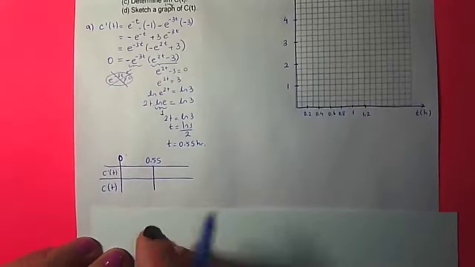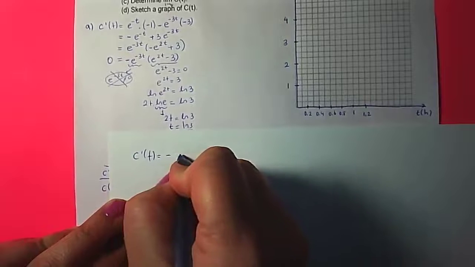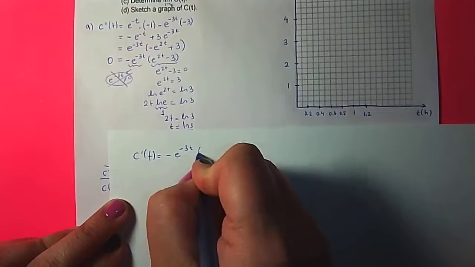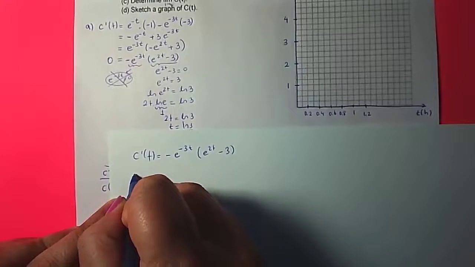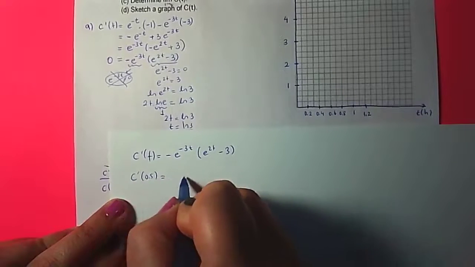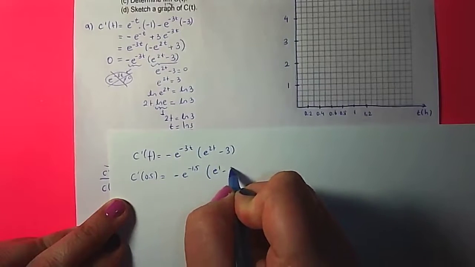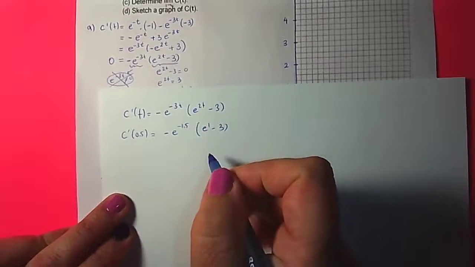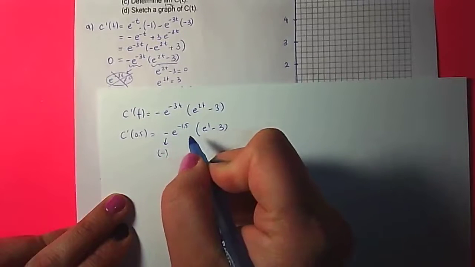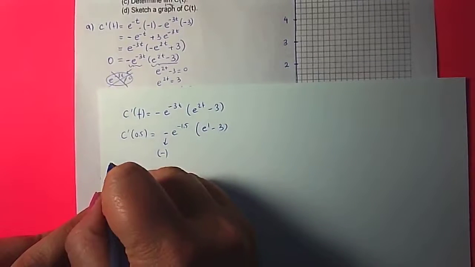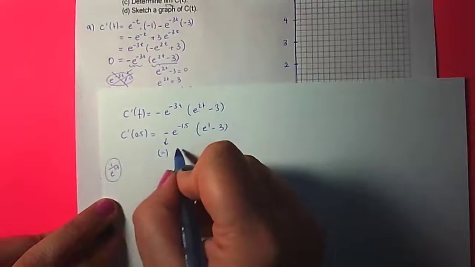And then sub in the first derivative to see if it is giving us a positive or negative value. So our first derivative is negative e to the power of negative 3t times e to the power of 2t minus 3. So I'm going to sub 0.5 here, e to the power of negative 1.5, e to the power of 1 minus 3 to see if it is giving us a positive or negative value. So with this negative sign here, e to the power of negative 1.5 is the same as 1 over e to the power of 1.5. So this is a positive value.